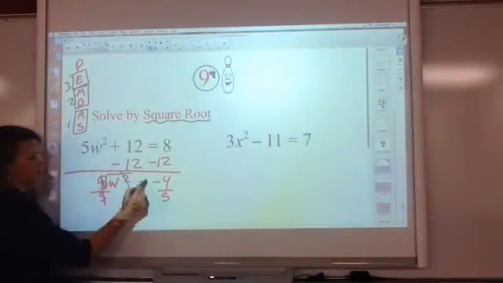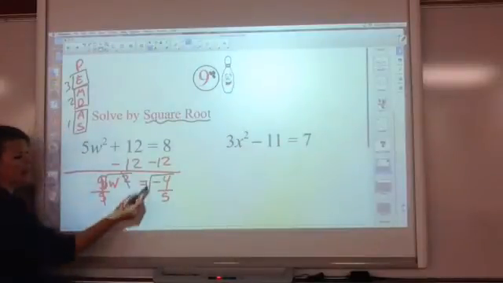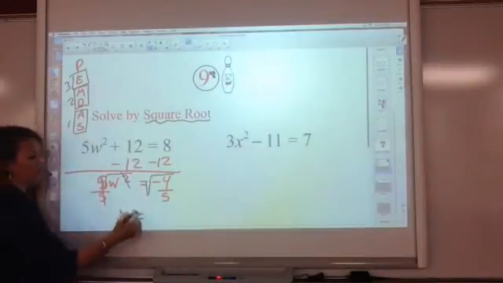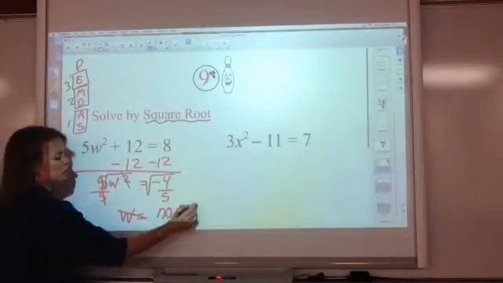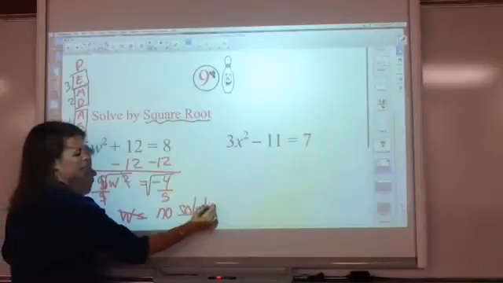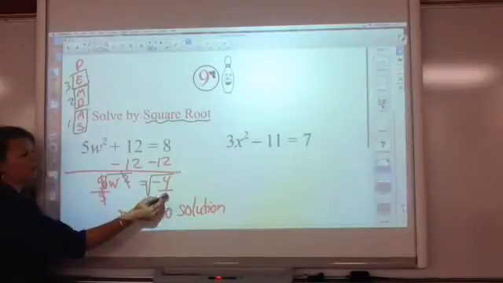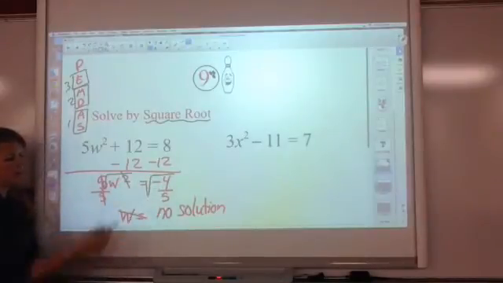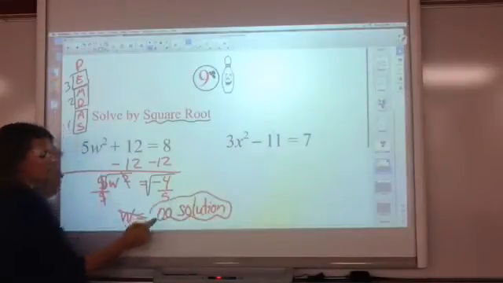Over here, I'm going to square root negative 4/5, but without even putting that in a calculator, you know that you cannot square root a negative. There is no solution to this graph. You can't square root a negative. It's asking you what two numbers could equal negative 4/5. You can't multiply two numbers to equal negative 4/5. No solution on this one.